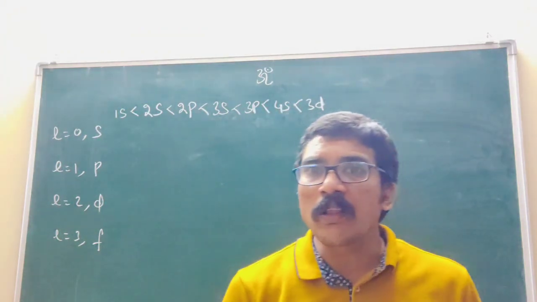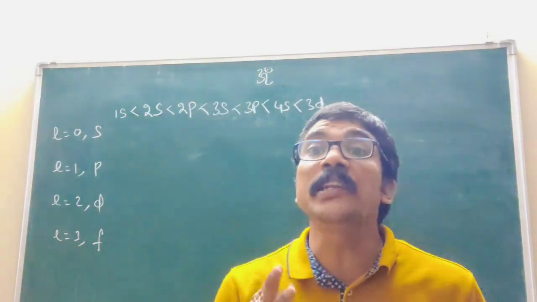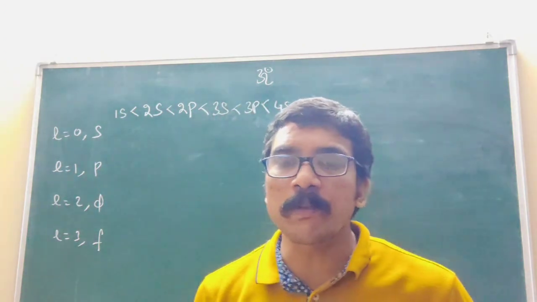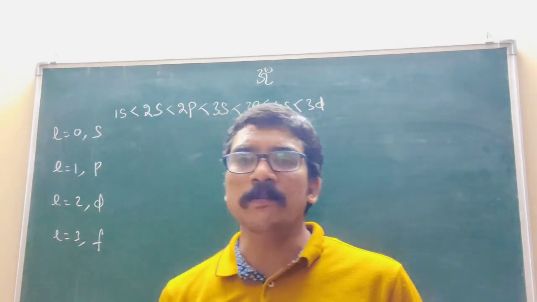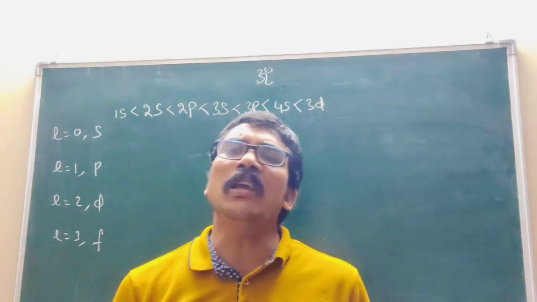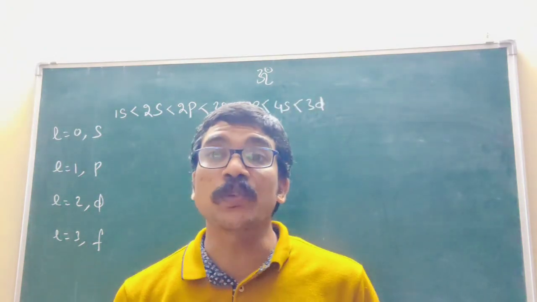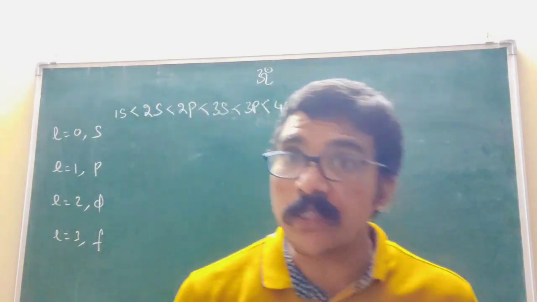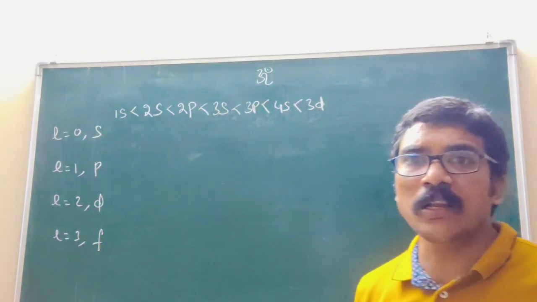Do you all know how many groups are in the periodic table? Yes, there are 18 groups. In the 1A group, there is no exception. In the 2A group, generally all elements' electronic configuration is ns2. If you observe the first element, beryllium, its configuration is 2s2 in the last shell.